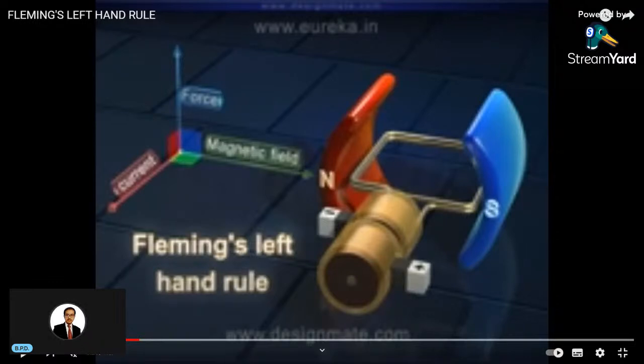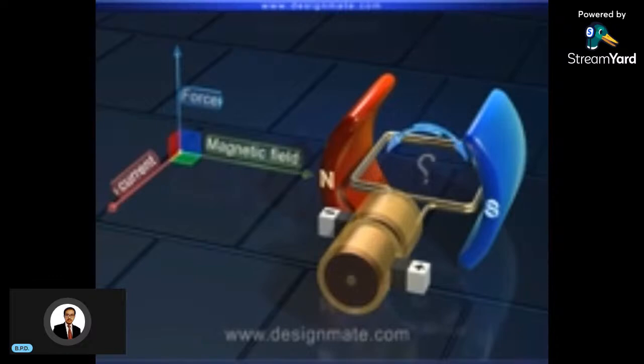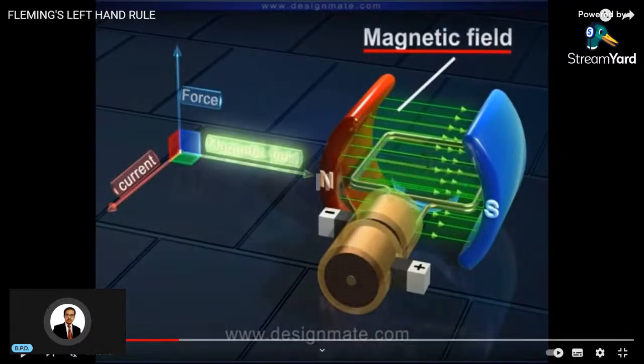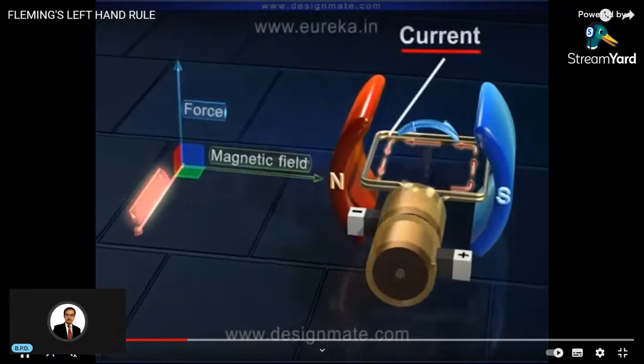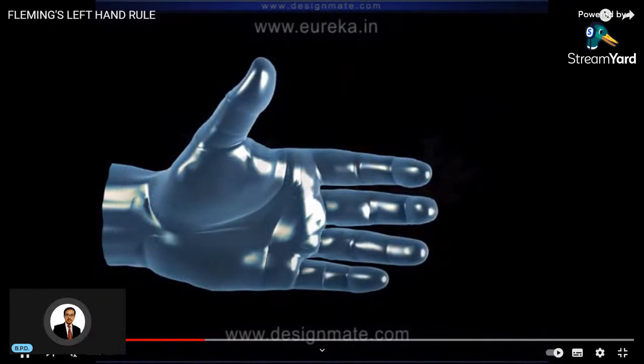The force can be identified by the index finger of the left hand, and according to this force, this conductor, in case of a motor, starts rotating. Now, which direction it will rotate totally depends on the direction of the magnetic field as well as the direction of the current. If the direction of the magnetic field is this and the direction of the current is this, then how is it defined?